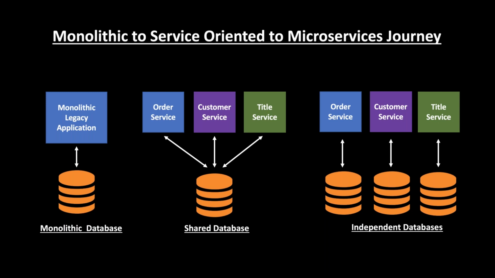So we start with a monolithic legacy application which talks to a database. Then you take one step towards service oriented architecture. I would say we have a shared database, and then gradually start breaking down your primary data store into independent databases and get into an ideal microservices architecture.